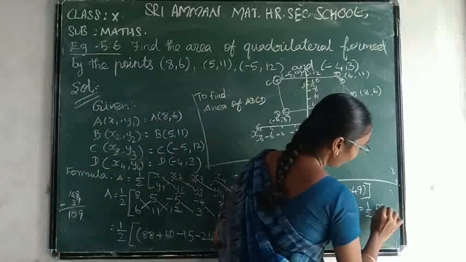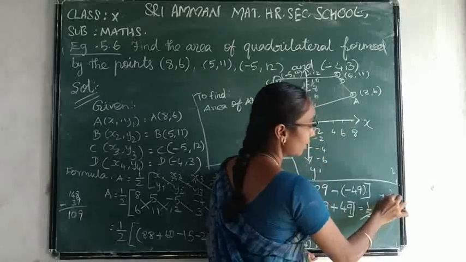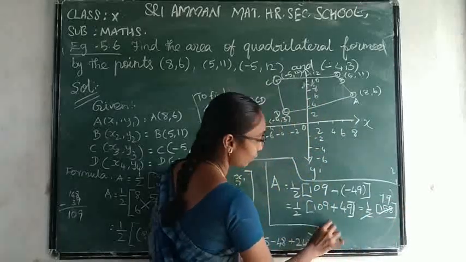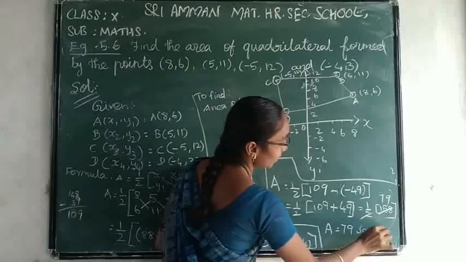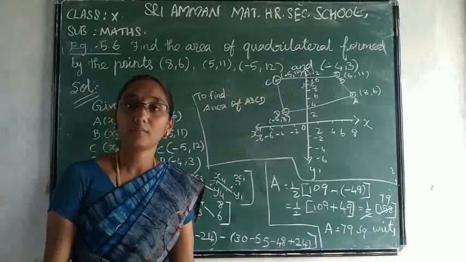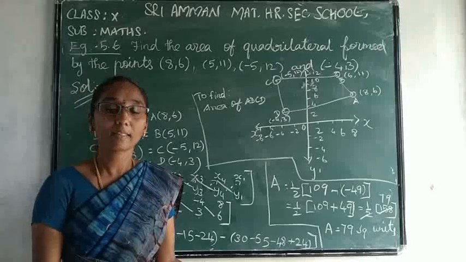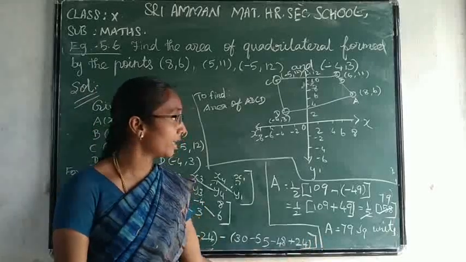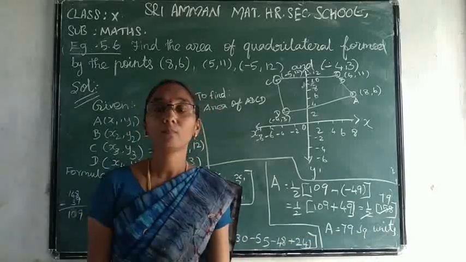Okay, 158. Now cancelling this one, 79. So A equal to 79 square units. Finally, you write the result. Do you know how you write the result in the class? Yes, right. Result: area of a quadrilateral A equal to 79 square units. Okay?